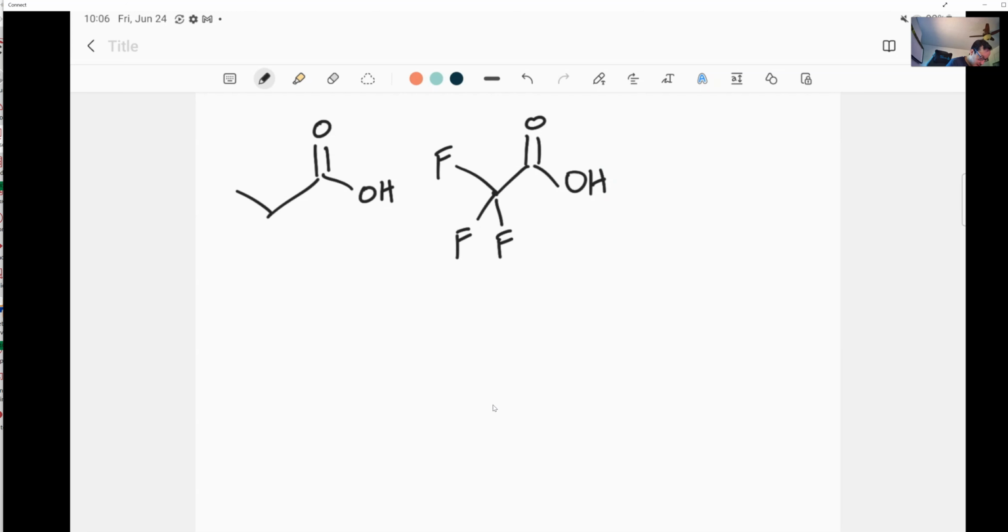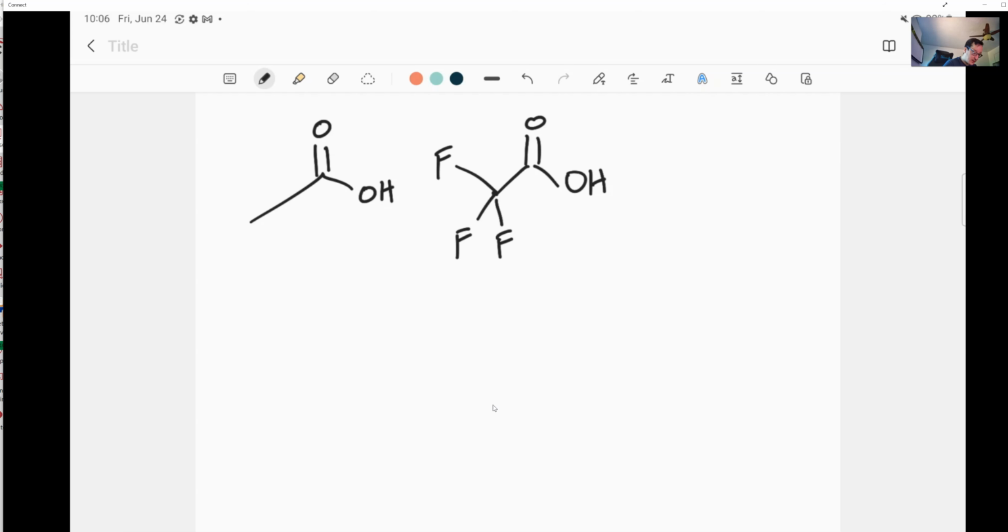And let's just get rid of that methyl group. Okay, acetic acid versus trifluoroacetic acid. So we've got these two molecules. When we're talking about inductive effects, we're looking at the stability of the conjugate base, right? And we're looking at it in the context of being able to withdraw electron density.